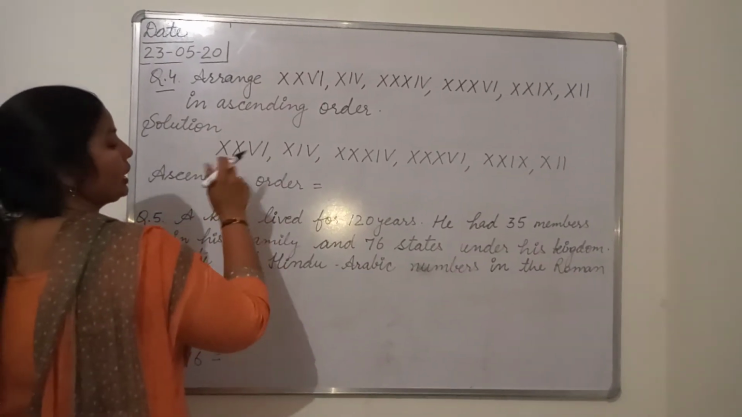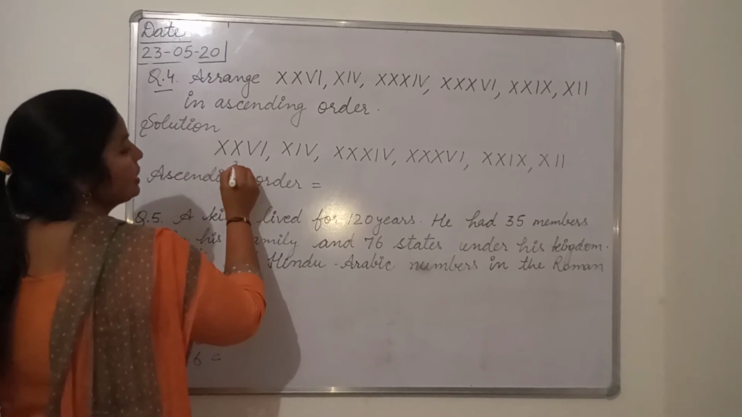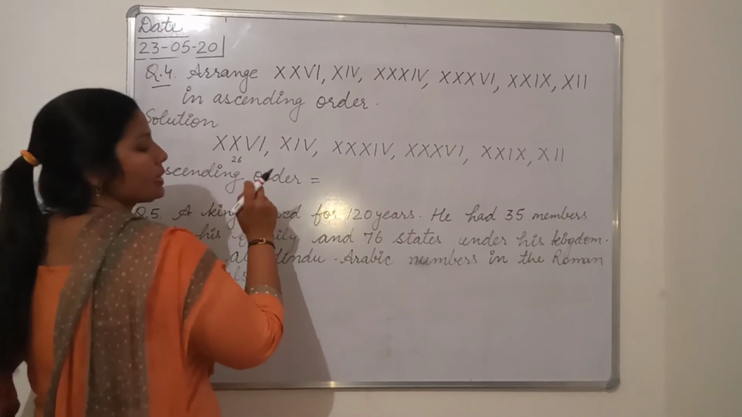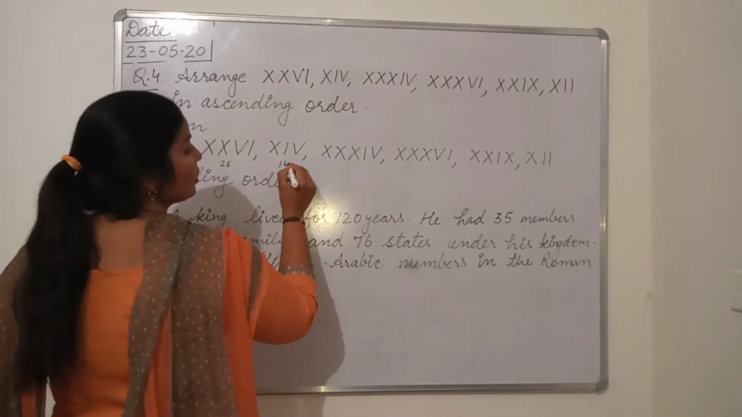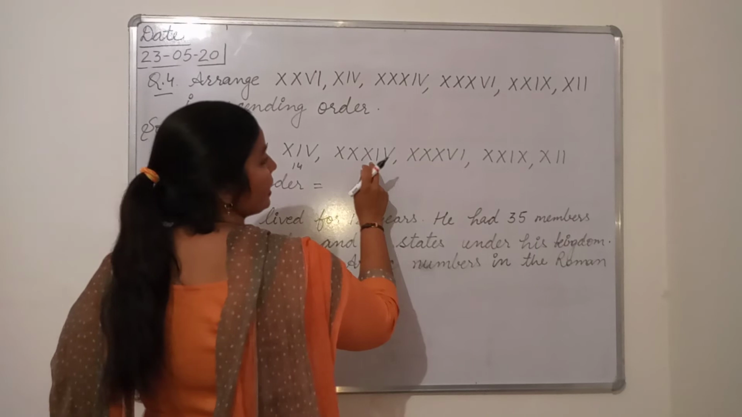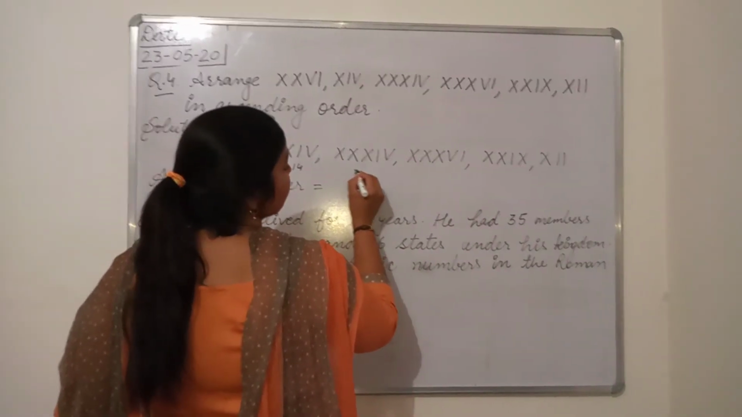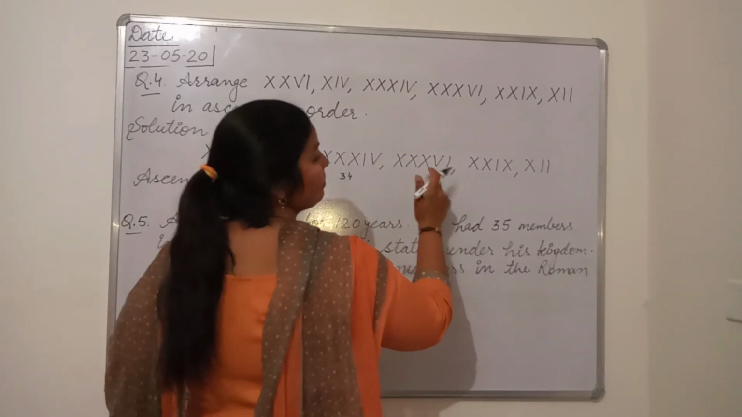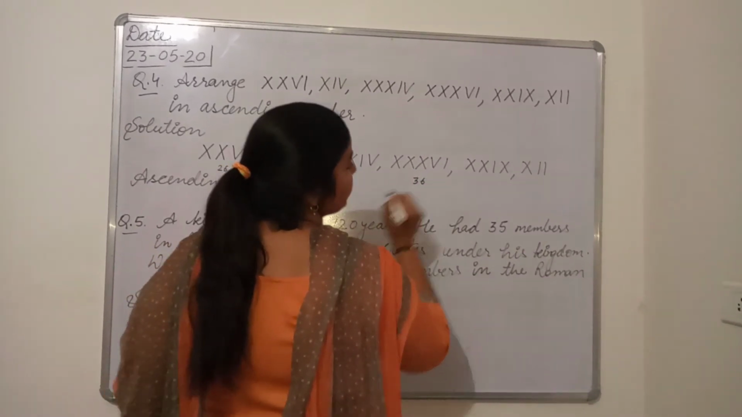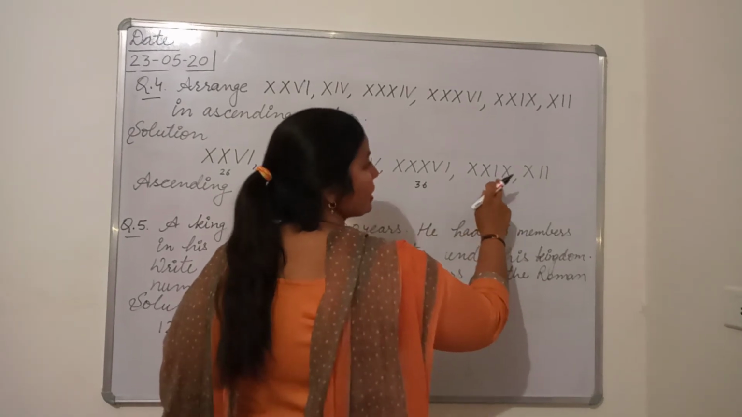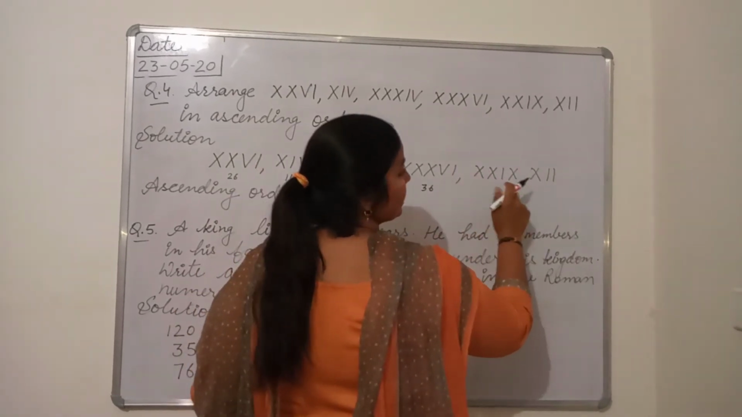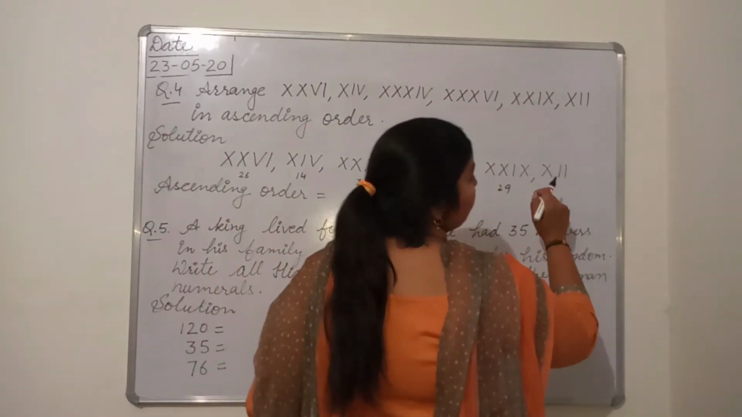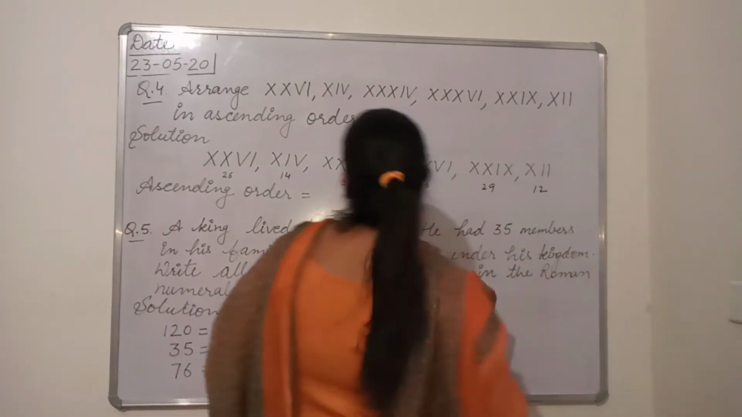XXVI means 26. Okay. Then XIV means 14. Then XXXIV means 34. Next XXXVI: XXX is 30, VI means 6, so 36. Next XXIX: XX means 20, IX means 9, so that's 29. Then XII, that is 12. So now you can compare.